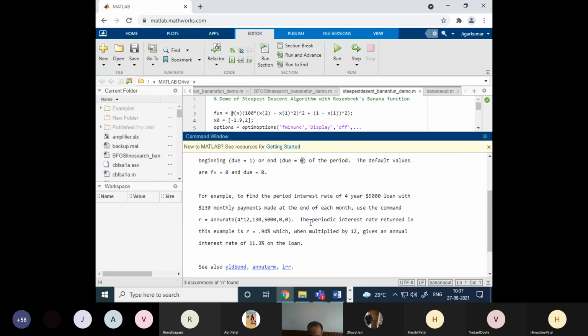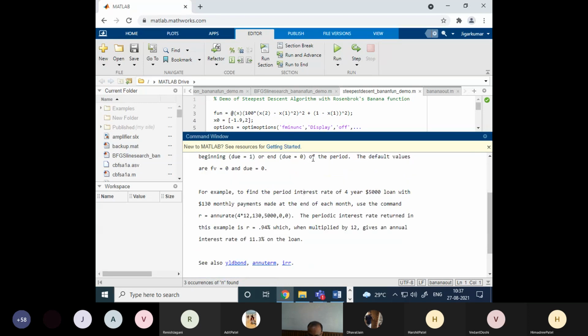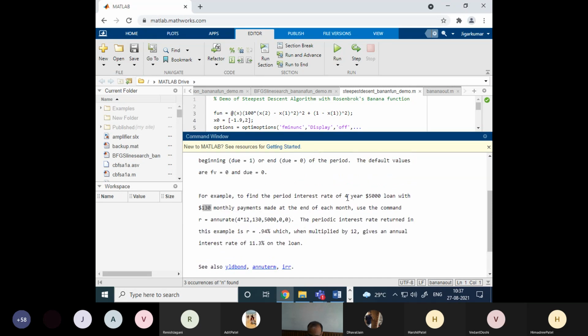I have one example here. We have to find the interest rate for 4 years. I have made an investment for 4 years of 5,000 rupees and I am getting 130 rupees monthly as interest at the end of each month. Very simple. How many periods? 4 years with monthly payment, so 4 into 12 is the number of periods. 130 is my monthly installment or annuity. 5,000 is my present value, which is my invested amount. Future value, no need to specify because I am specifying present value, and due is 0 since it is the end of the month.